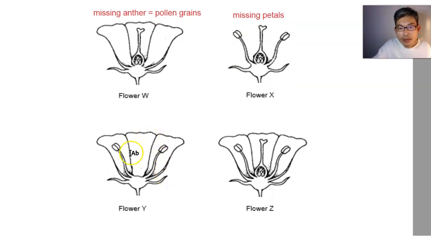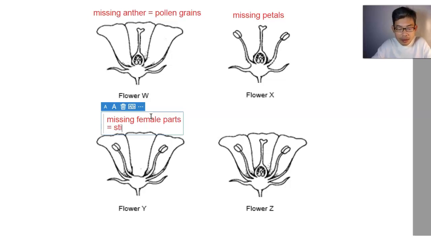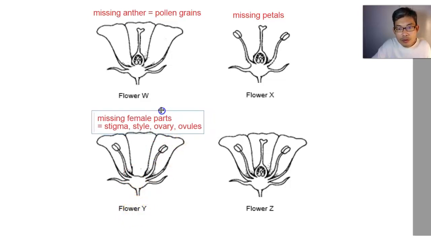How about this one? This is missing the ovary, the style, and the stigma. So this whole female part here is gone. Missing 3 parts, so missing the female parts. The female parts missing are the stigma, style, and ovary. Of course, if the ovary is gone, the ovules will also be gone. So these are all the parts that are missing here. This flower W definitely cannot be fertilized anymore because there are no ovules to be fertilized.